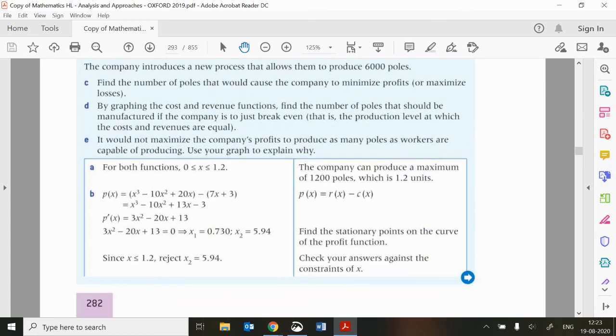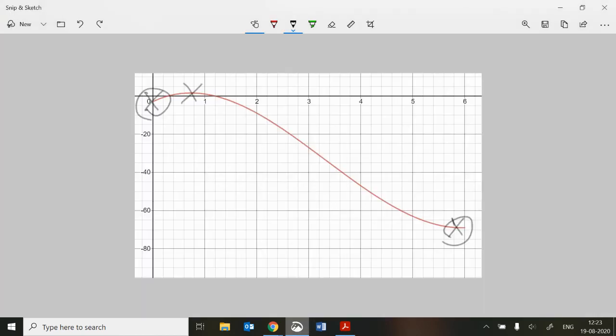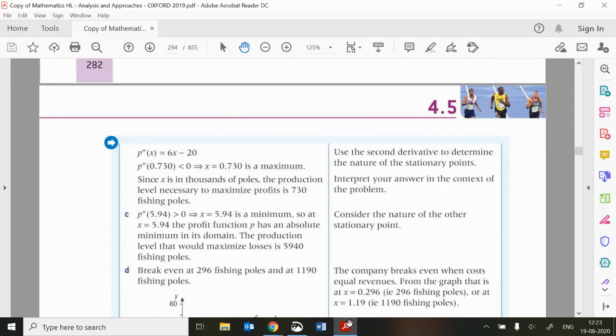it would not maximize the company's profits to produce as many poles as workers are capable of producing. Use your graph to explain why. Well, that's this thing here. That's saying, well, as soon as we get past what's looking like 1.2 thousand units or 1,200 units, we end up going into a loss here. So this is saying we're losing more money from this point here. So you just need a sensible comment on the end.